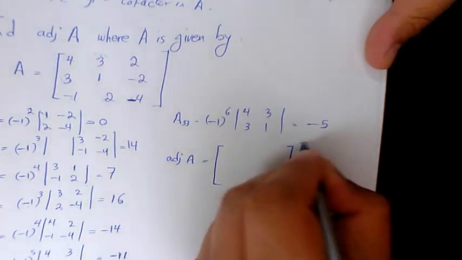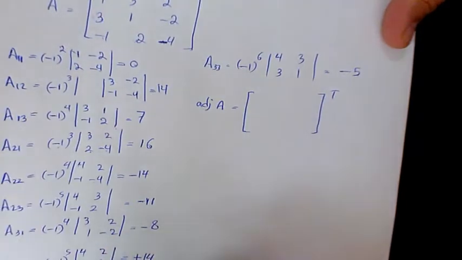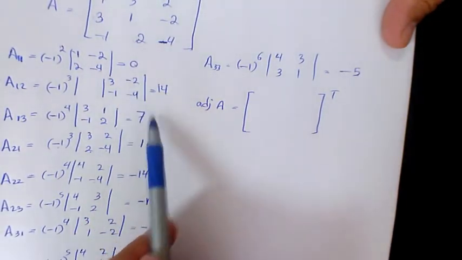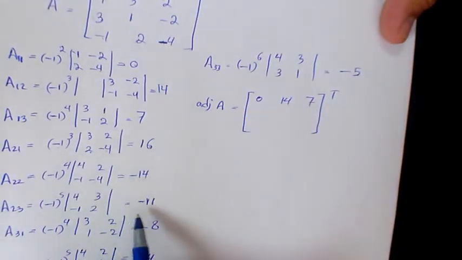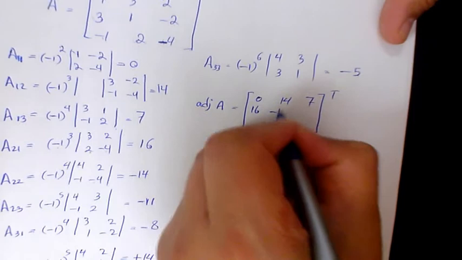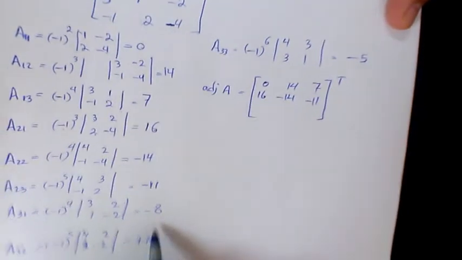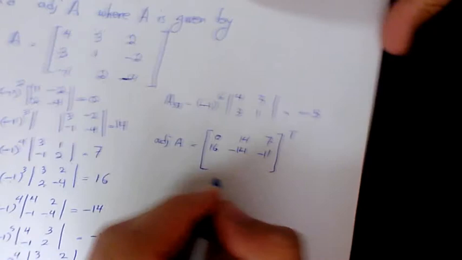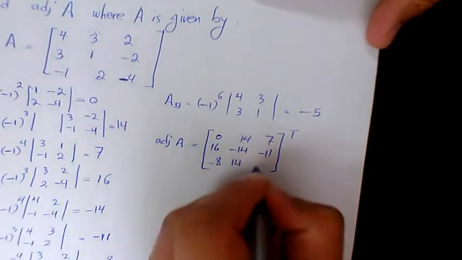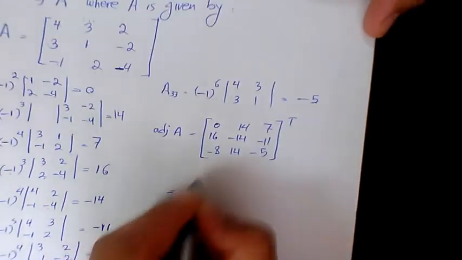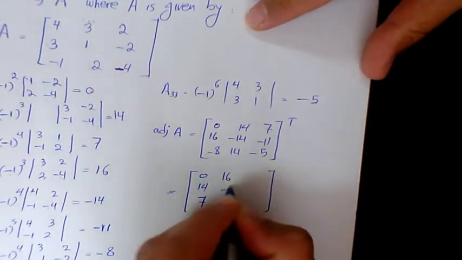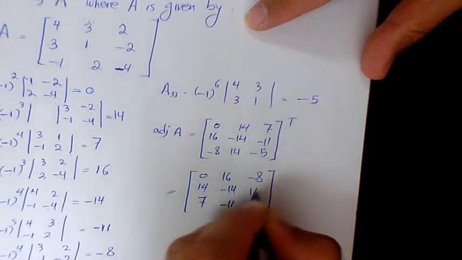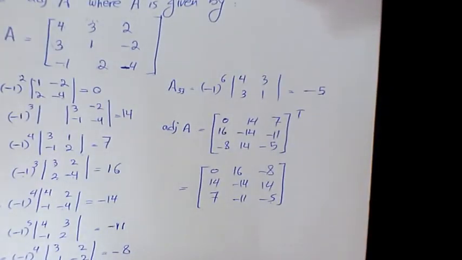Transpose of a matrix consists of all these cofactors, which is going to be 0, 14, 7, 16, -14, -11, and you have -8, +14, and -5. So that will be 0, 14, 7, 16, -14, -11, -8, 14, -5. So that's going to be the adjoint of A.